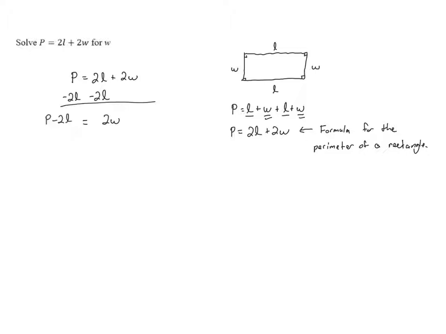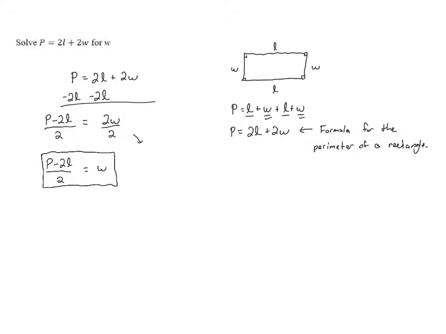Now we've got W almost alone, but there's a 2 in front of it. To get rid of that 2, we need to divide both sides by 2. And when we do that, we have W on the right and P minus 2L all over 2 on the left. And we have solved for W in terms of P and L. W is P minus 2L over 2. There is another way that we could do this that would give us an equivalent answer.